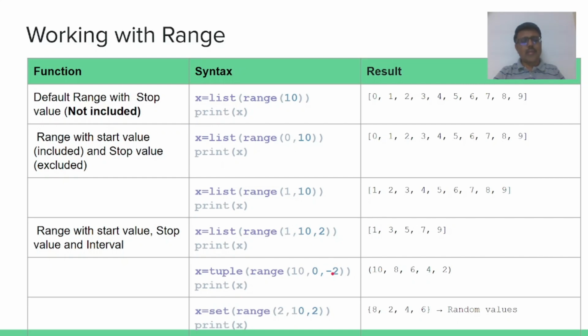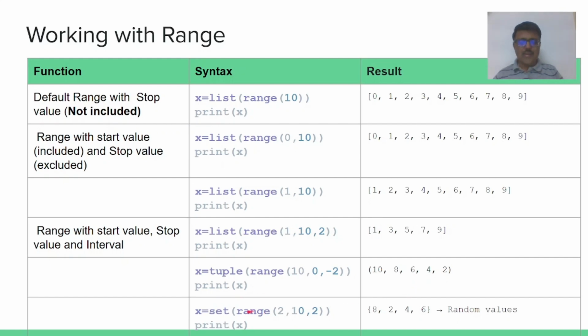That means it will do the decrement. So 10, then -2 means 8, then 6, 4, 2, and then it will be 0, but 0 will not be included, so you will not find it here. Okay.